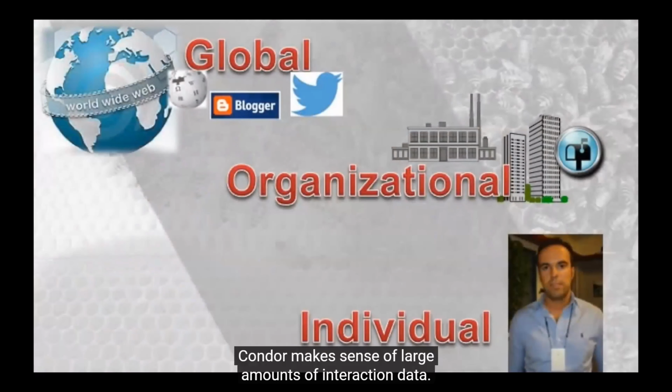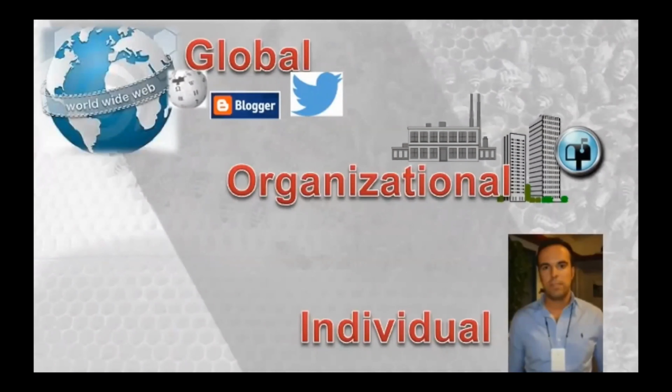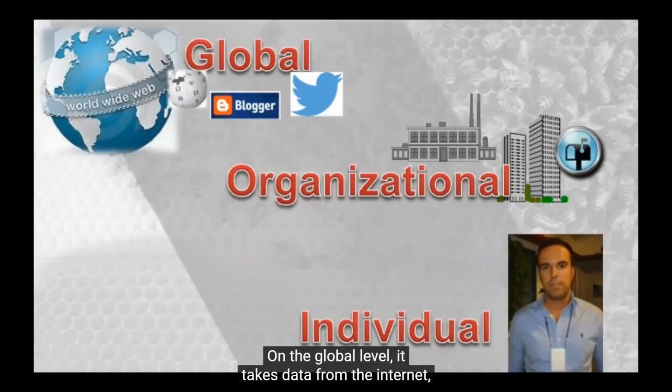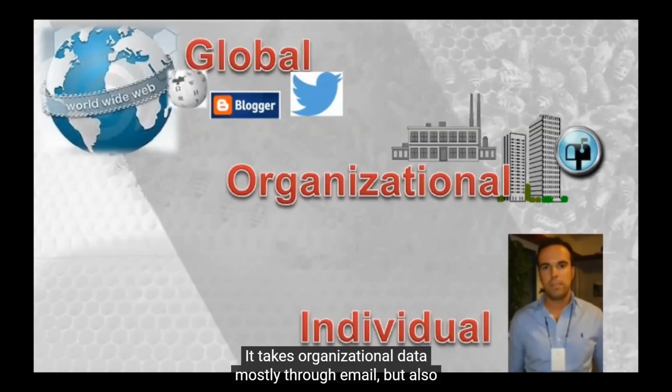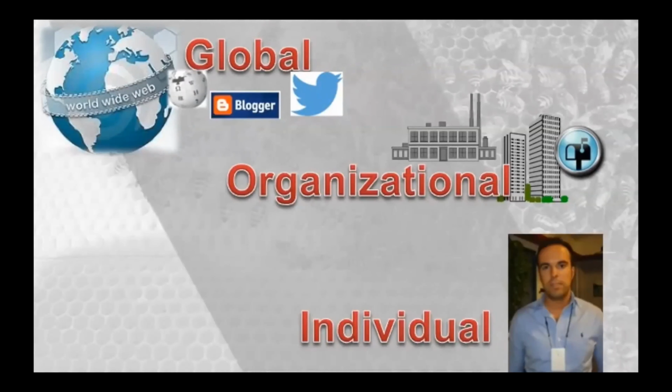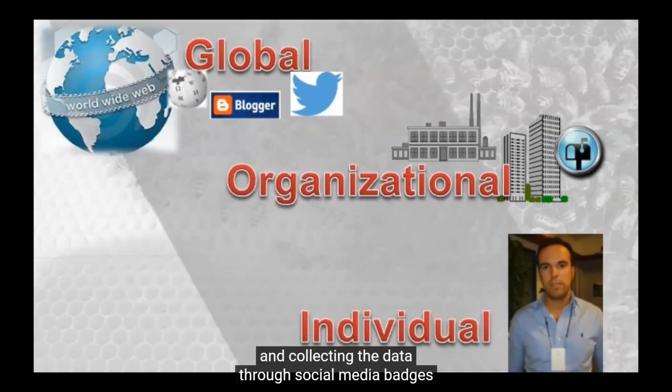Condor makes sense of large amounts of interaction data. It analyzes data on three levels: on the global level, on the organizational level, and on the individual level. On the global level, it takes data from the internet through the Google Search API, from blogs and web pages, Facebook data, Twitter data, and Wikipedia data, and constructs social networks and semantic networks. It takes organizational data, mostly through email, but also through Yammer and other organizational interaction archives, to look at what organizations are doing. And then it also takes individual data, small team data, of people interacting with each other, collecting the data through sociometric badges that people wear around their necks.